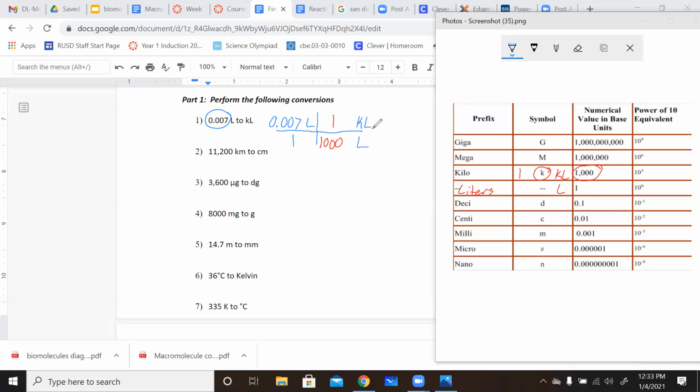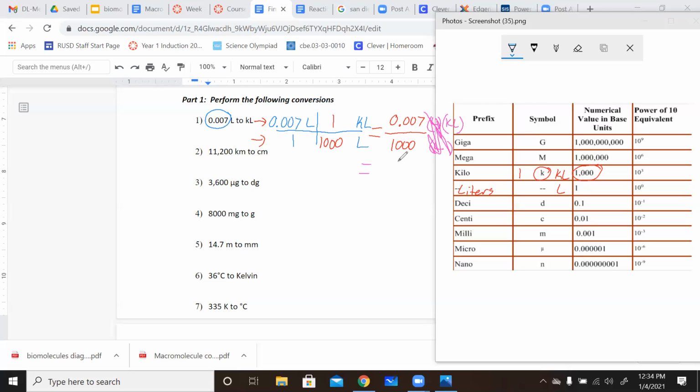Then after that, all you have to do is multiply straight across on the top and straight across on the bottom. We have 0.007 times 1, so that's going to give us 0.007 on the top. We have 1,000 on the bottom. Let's take a look at our units real quick to see what happens to them. So we have liters and kiloliters on the top. We just have liters on the bottom. And when you have something that's the same on the top and bottom, those things can cancel straight out. So we're left with kiloliters.